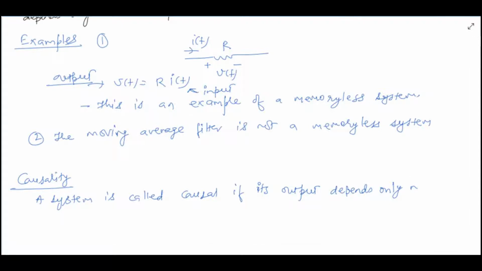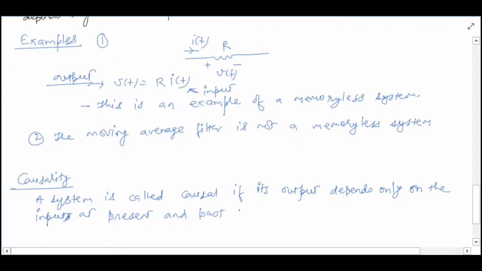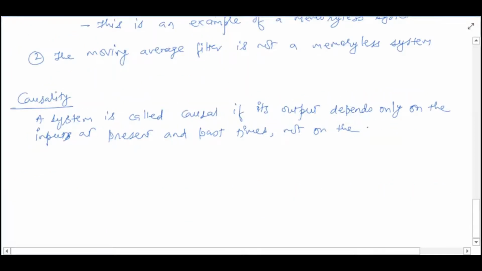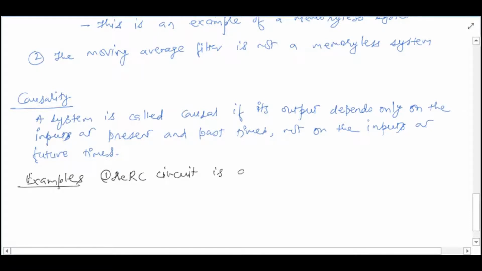Only on the inputs at present and past times, not on the inputs at a future time. Again, an example. The RC circuit that we described above is a causal system. On the other hand, the moving average filter is not a causal system.